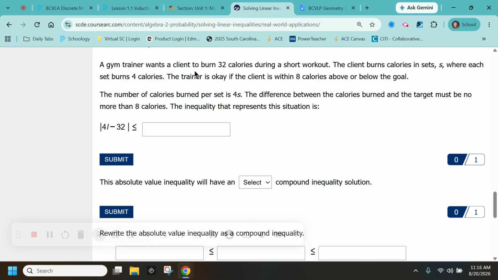A gym trainer wants a client to burn 32 calories during a short workout. The client burns calories in sets S, where each set burns 4 calories. I don't know why this is an L here, it should be an S, but that's okay. And so the trainer is okay if the client is within 8 calories above or below. So that 8 is going to be this number here.